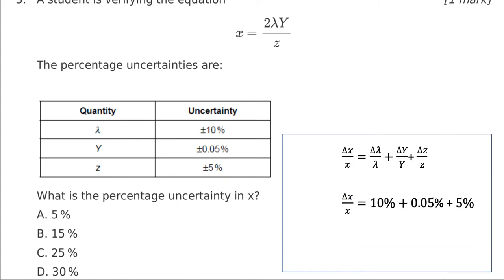We've got 10 plus 0.05, and then we've got a 5 there as well. The answer here is going to be approximately 15%, because obviously we're going to ignore that 0.05% given the fact that it's much smaller than the other numbers we're using. So the answer here is B.